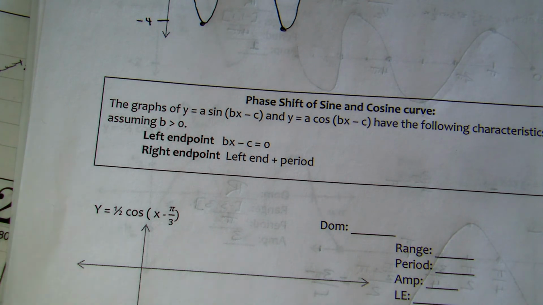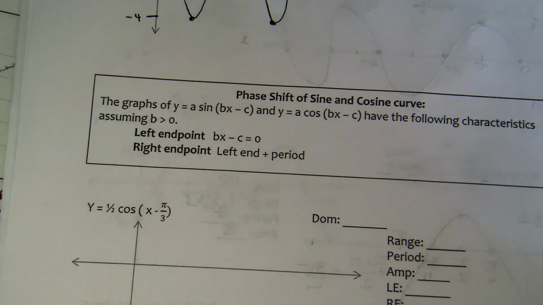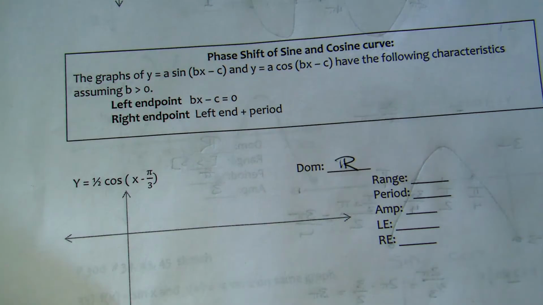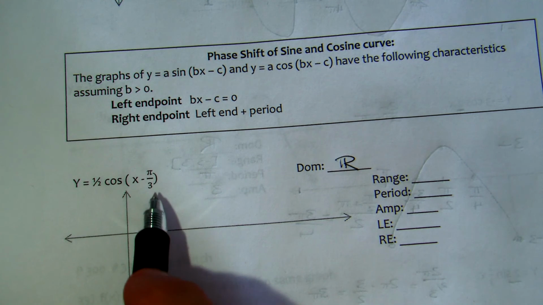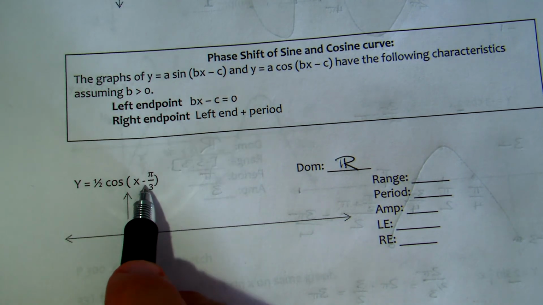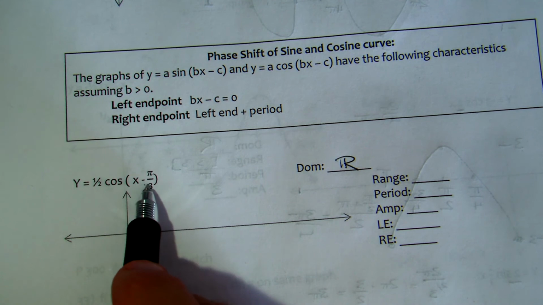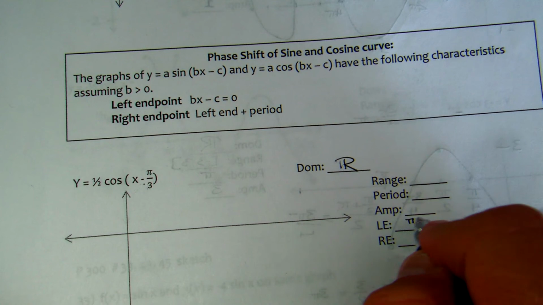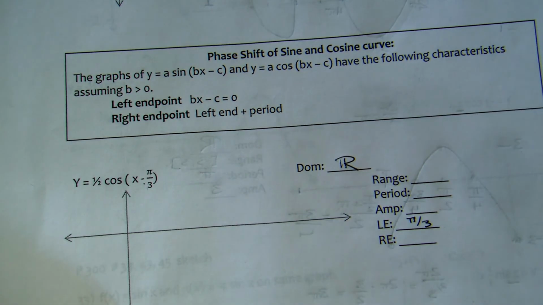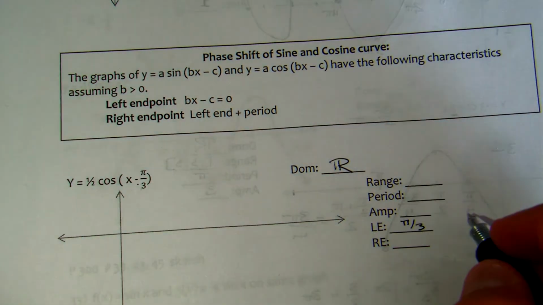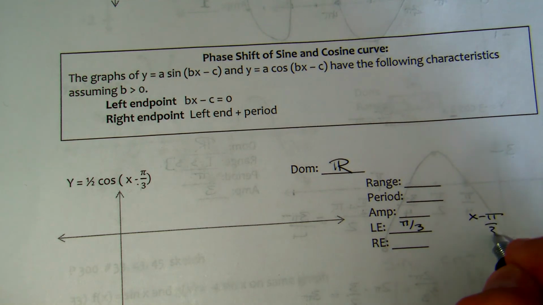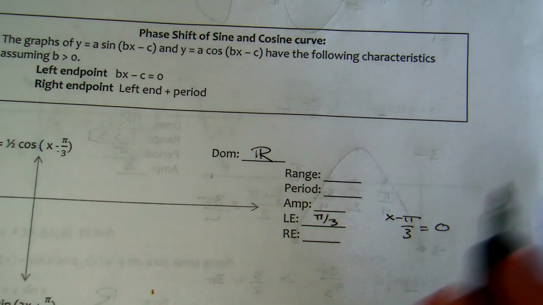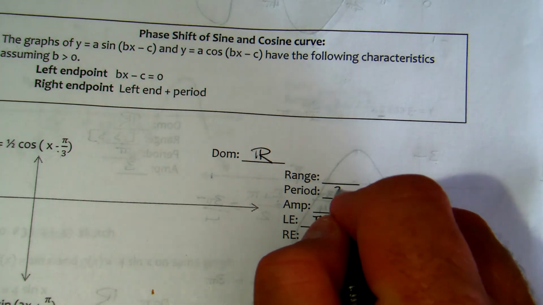All right, if x does not have a coefficient, then the shift is the opposite of whatever the constant is. So see how it says x minus pi over 3? The opposite of minus pi over 3 would be plus pi over 3. So the left endpoint is at pi over 3. All right, the long way of doing it is you would set x minus pi over 3 equal to 0. That's the way that works for everything, and we're going to use it when we have a coefficient, and then solve for x.